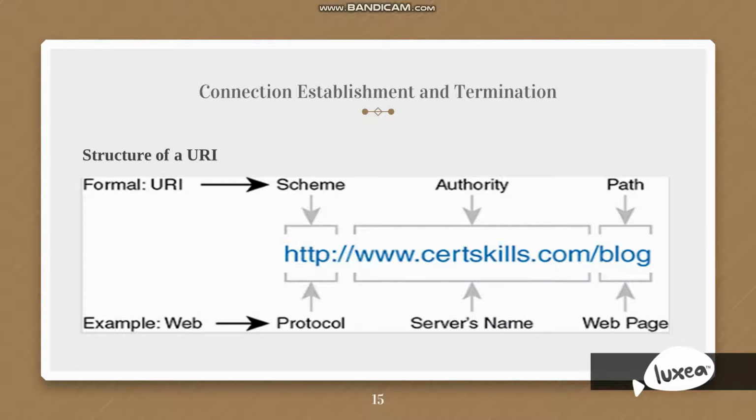So this is the structure of a URL. Super familiar. First we have the scheme, authority, and path in the formal URI form. But normally we know them as the protocol HTTP, the server's name, and the web page path, like blog or government or whatever it is.